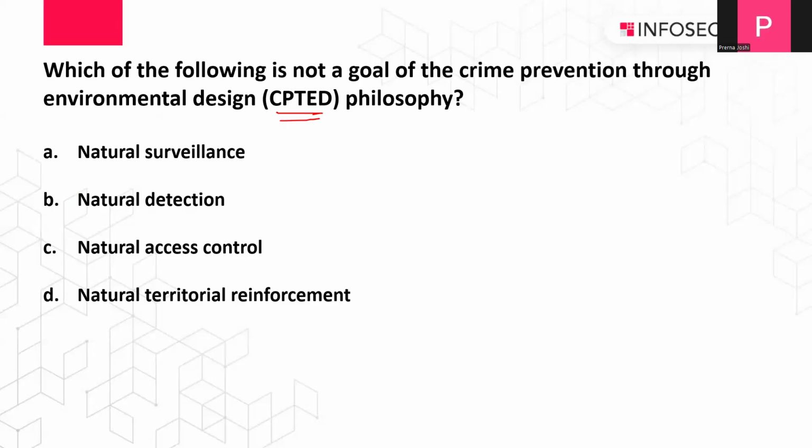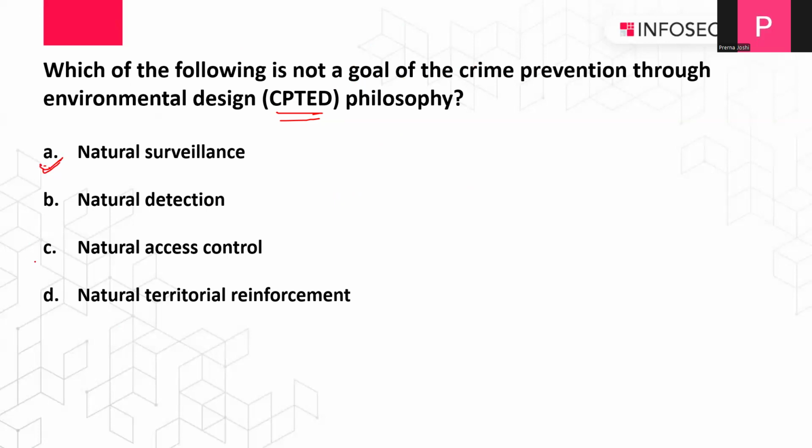They design the environment, the building, in such a way that it will improve the public safety. So the main philosophy behind this CPTED is that a proper design and effective use of physical space should happen that can reduce criminal opportunity. So here they are saying what is not a goal of this. So natural surveillance is obviously a goal. We have to design a space to maximize visibility, right? So this is a goal we have.